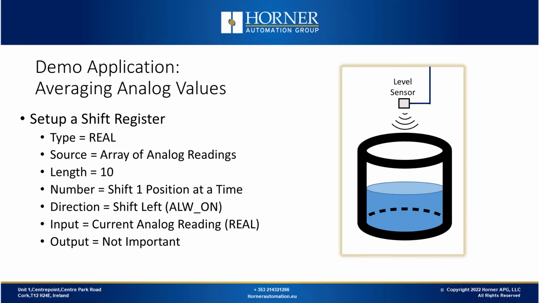The source will be an array of analog readings with a length of 10 because we're looking at the last 10 readings. We'll shift one analog reading in at a time from the current analog reading, and we get a new reading with every scan.